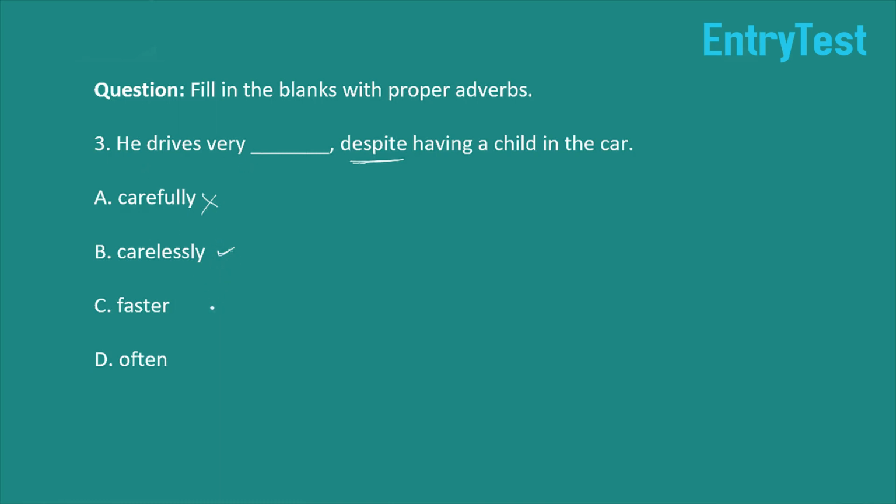He drives very faster. So can I use faster and then very? No, this is not right. Next is he drives very often despite. No, this is also not showing me a negative connotation. So carelessly is the correct answer. It shows that he drives very carelessly despite having a child in the car. So this fits perfectly.